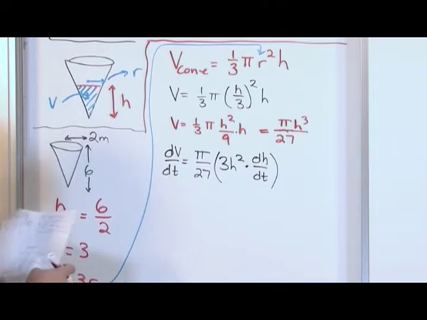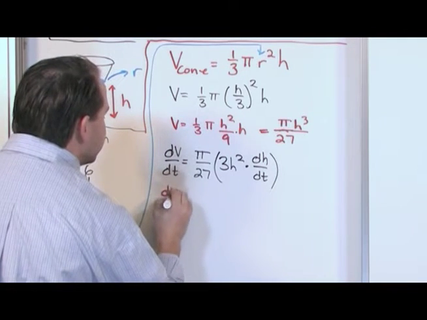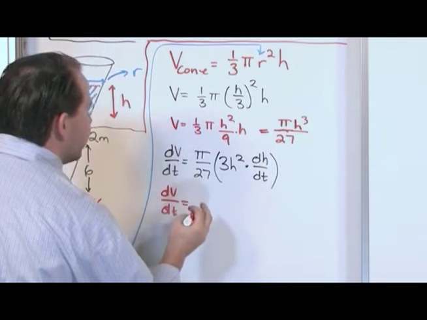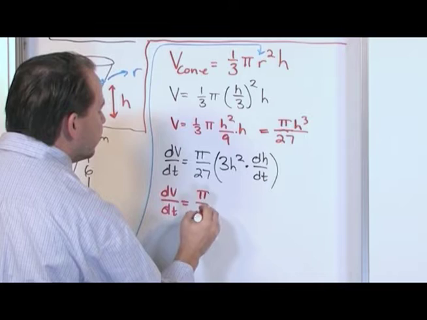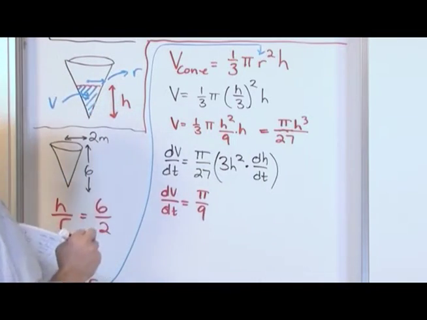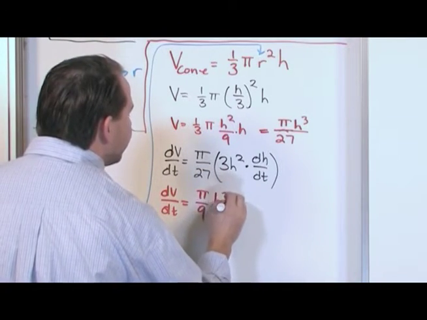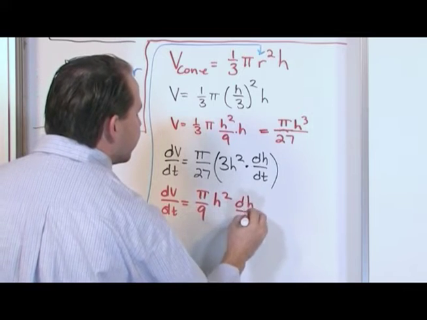So now I have dV/dt is equal to... Now I have a 3 here and a 27 on the bottom, so I'm going to have a pi over 9. It's just simplifying this guy here. And then I'm going to have an h squared, and then I'm going to have a dh/dt.